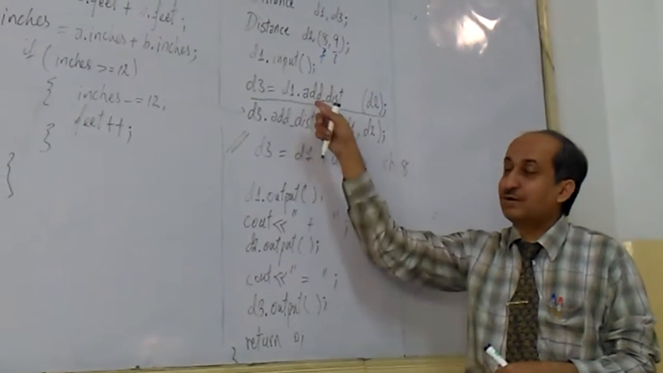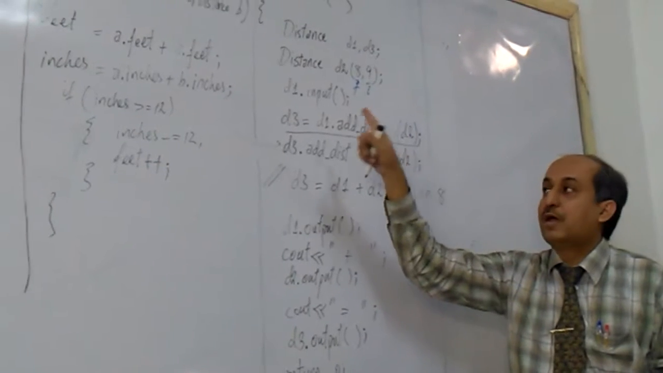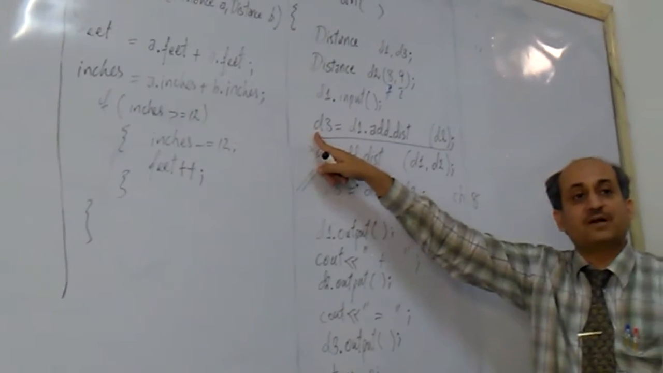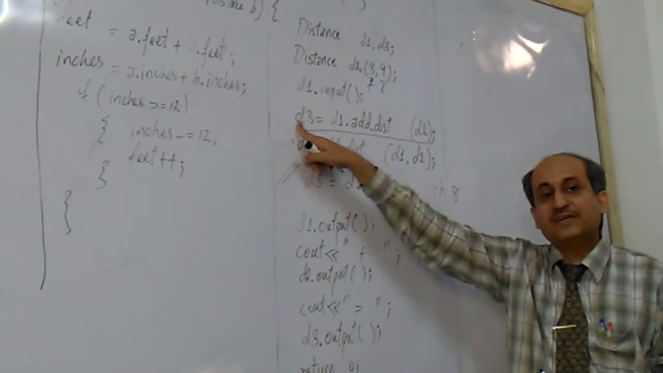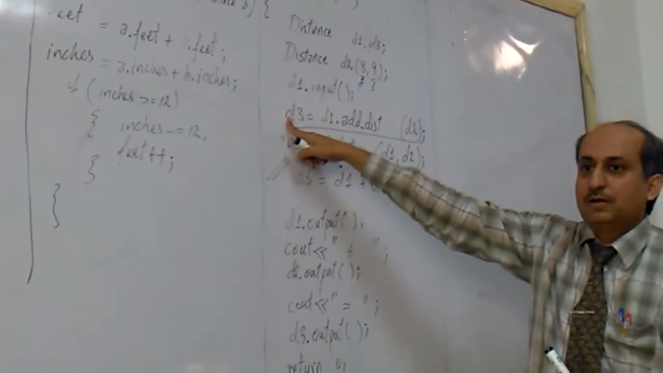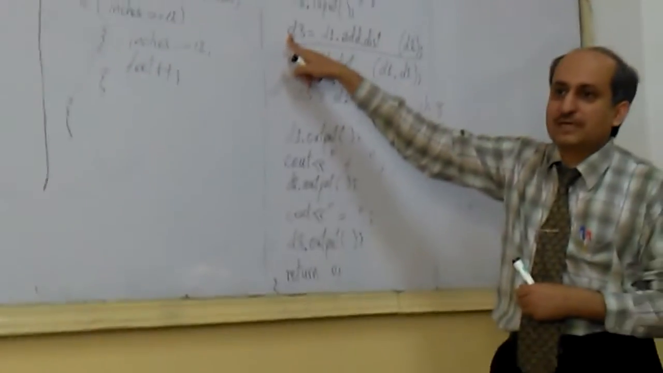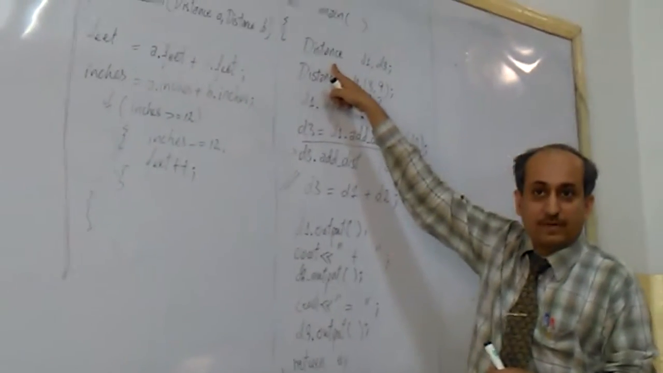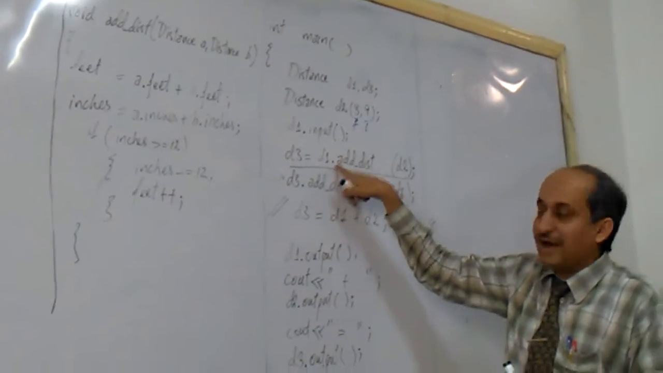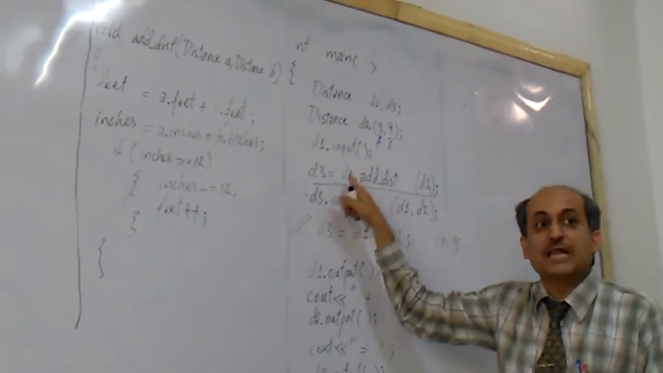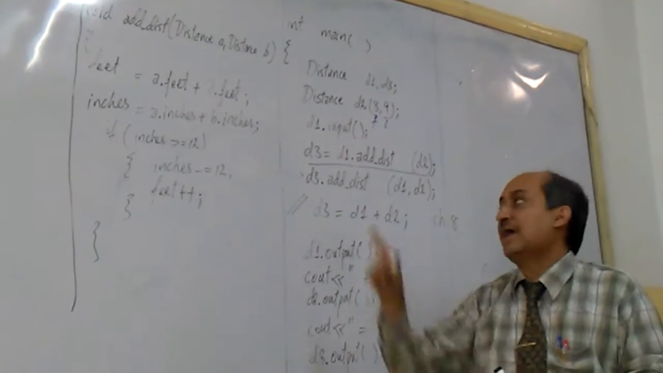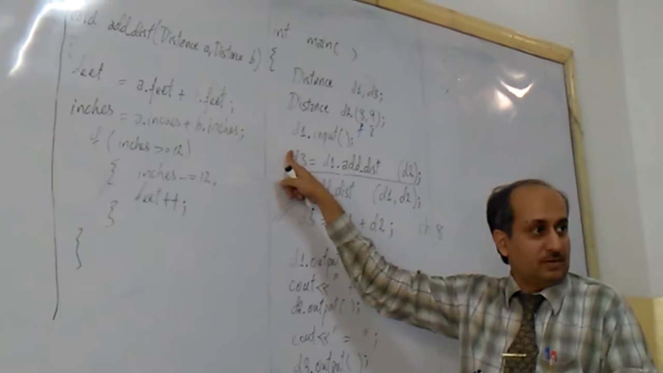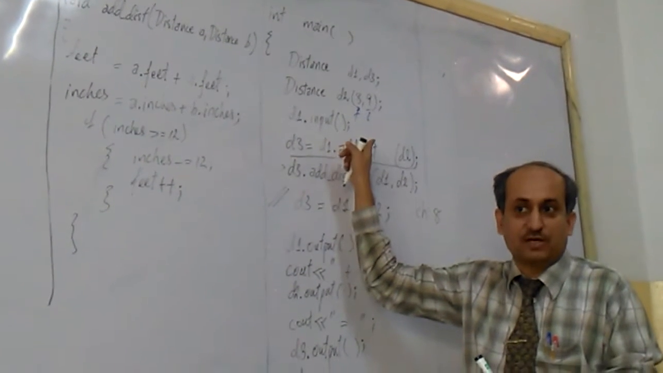It means that the function should return some type of value. And on the left side of the assignment operator, which type of variable is being returned? It is of distance type. It means our addDistance function should return a value of distance type so that it could be assigned to D3.